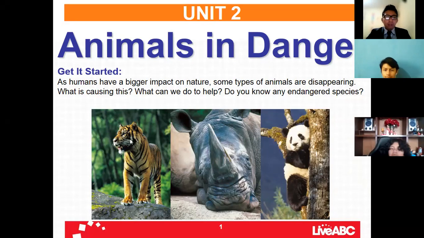And we have three pictures of animals: tiger, rhino, and panda bear. Estos son entonces, chicos, como pueden ver, animales exóticos, ¿no? Y también en peligro de extinción. Get it started. Dylan, please read.